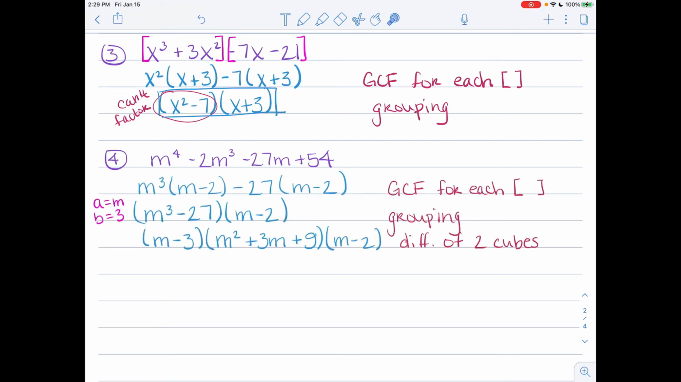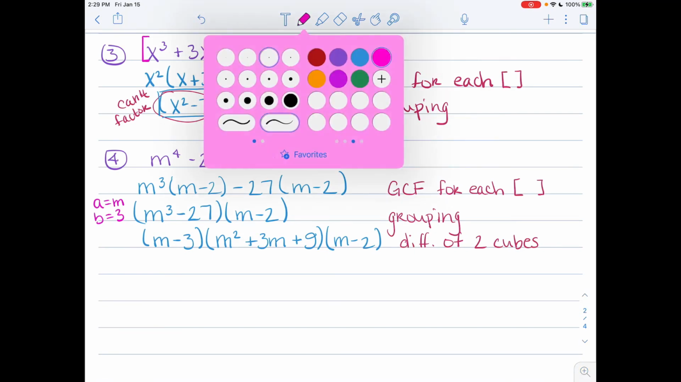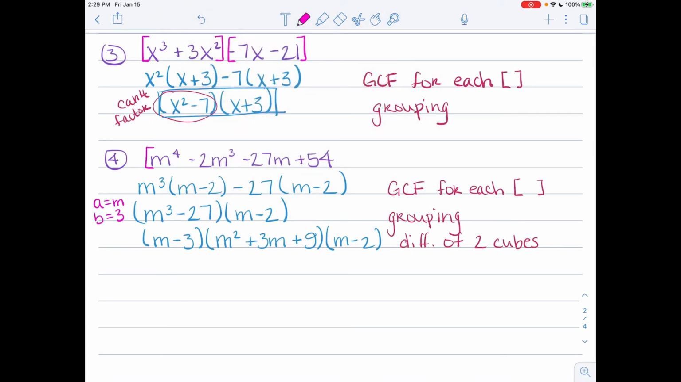All right, let's take a look at this problem. So what you should have done is grouped, just like we did in the problem before. I'm going to group the first two things and the last two things. For the first two terms, m to the fourth and negative 2m to the third, I'm going to factor out an m to the third and be left with an m minus 2.